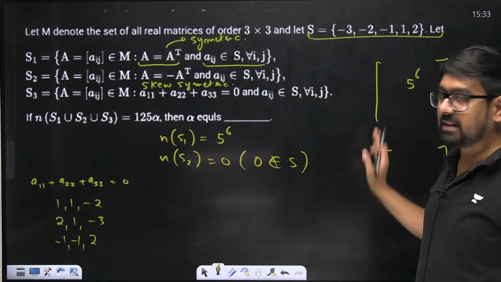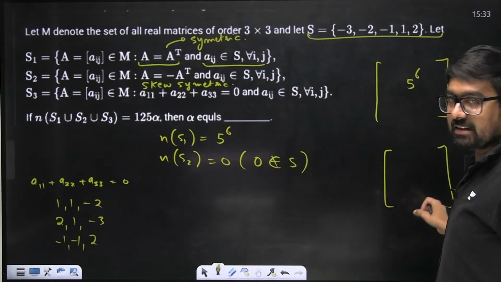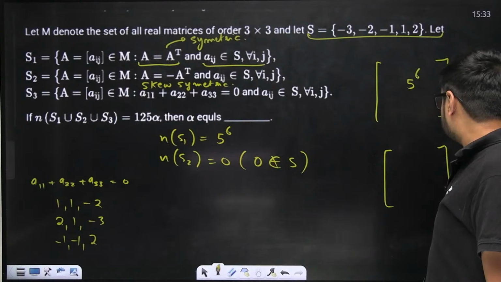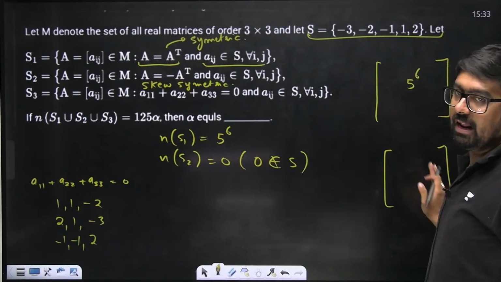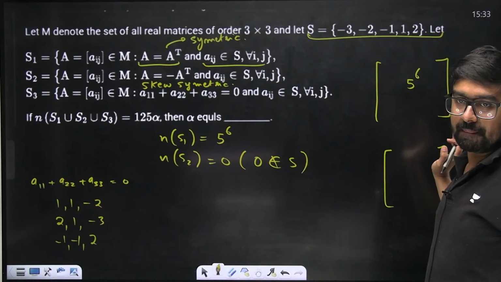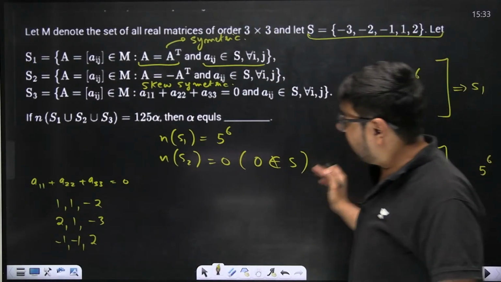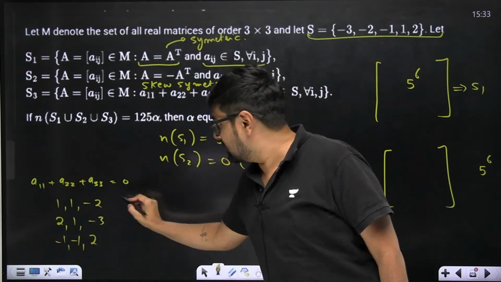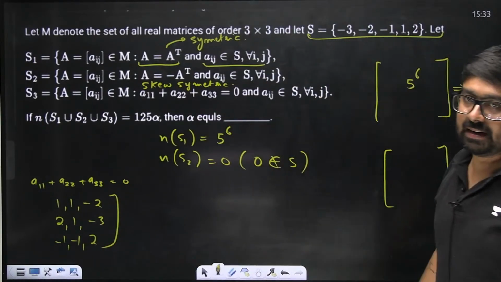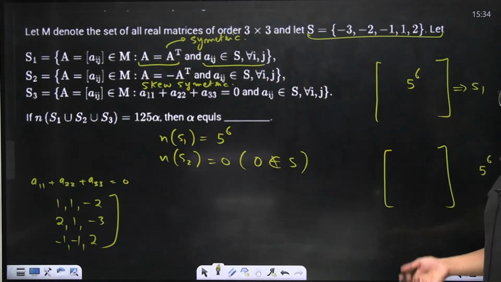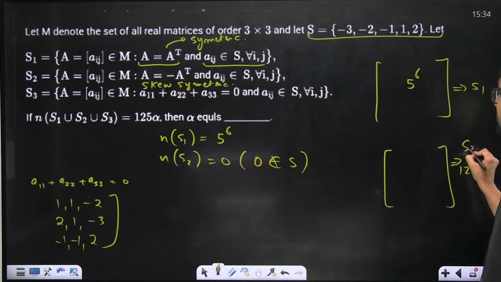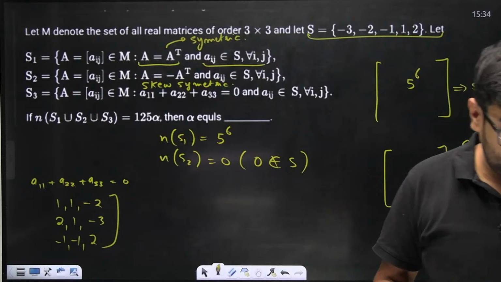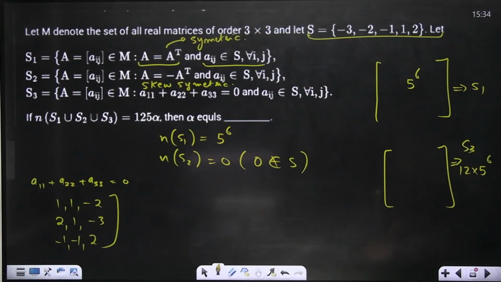For other places, there is no restriction. So 6 places are left, and 5 to the power 6 will be for the other places. All will have 5 choices. Correct? And for these three cases which should be there in the diagonal, the arrangement will be 4 into 3, that means 12. So 12 multiplied with 5 to the power 6 will be your S3. That means these many elements will be there in your S3.